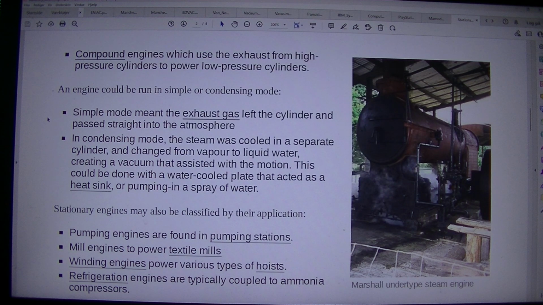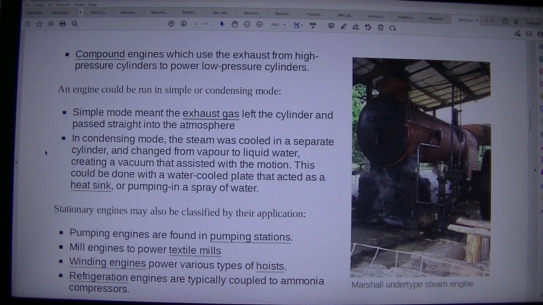An engine could be run in simple or condensing mode. Simple mode meant the exhaust gas left the cylinder and passed straight into the atmosphere. In condensing mode, the steam was cooled in a separate cylinder and changed from vapor to liquid water, creating a vacuum that assisted with the motion. This could be done with a water-cooled plate that acted as a heat sink, or by pumping in a spray of water. Stationary engines may also be classified by their application.